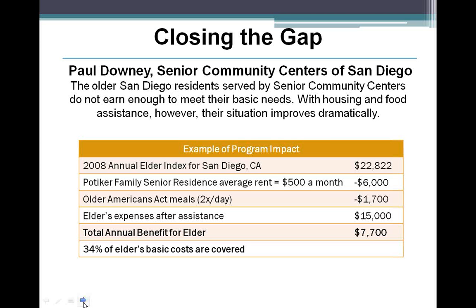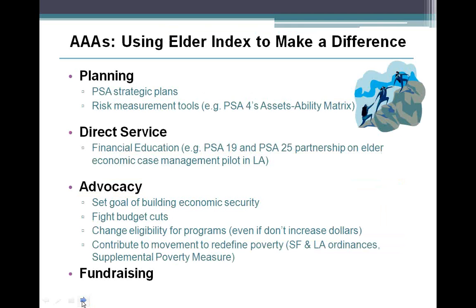So it's a very important and really powerful way to quantify the impact of the services that are being provided. And so this may be an example of a way in which your AAA might think about utilizing this data to the extent that you're providing some kind of direct service or perhaps through your contracted agencies that do provide the services on your behalf.